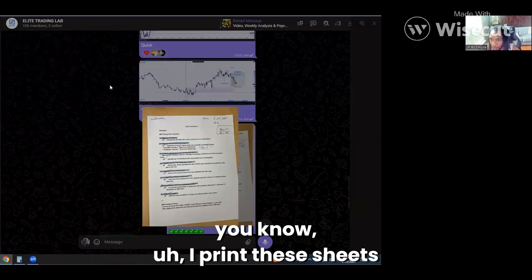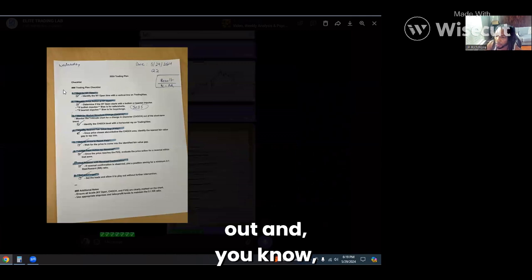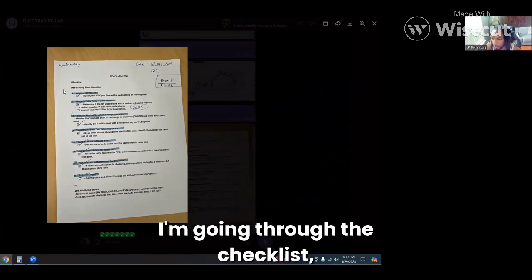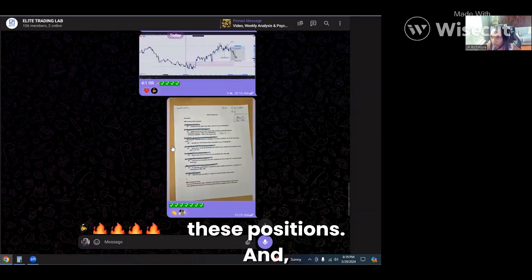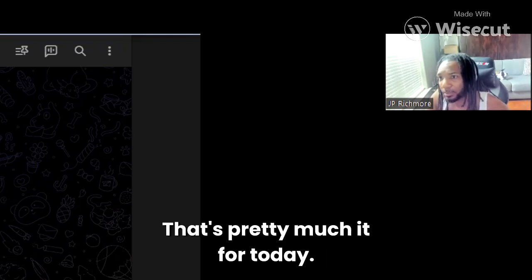I print these sheets out, and I'm highlighting, I'm going through the checklist, and that's how I ultimately end up in these positions. And yeah, that's pretty much it for today.